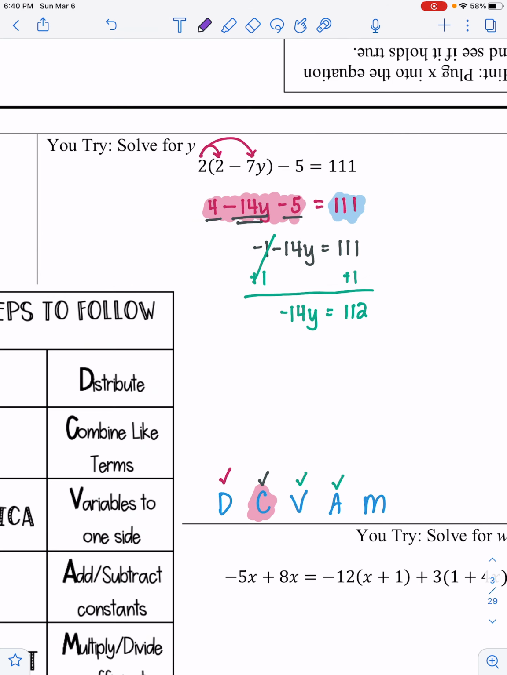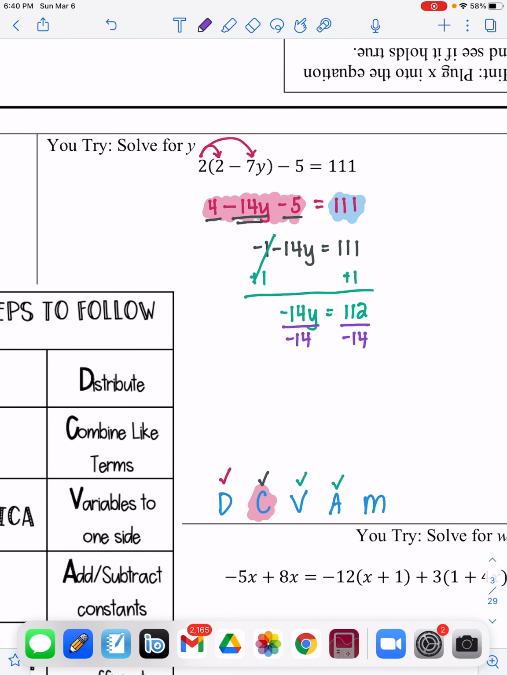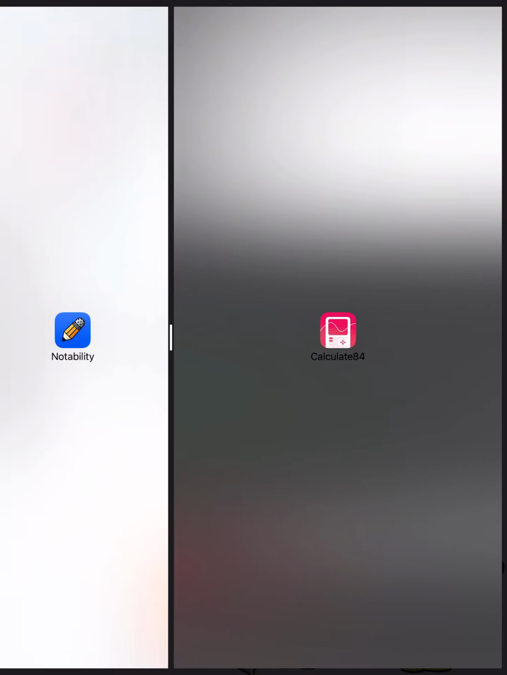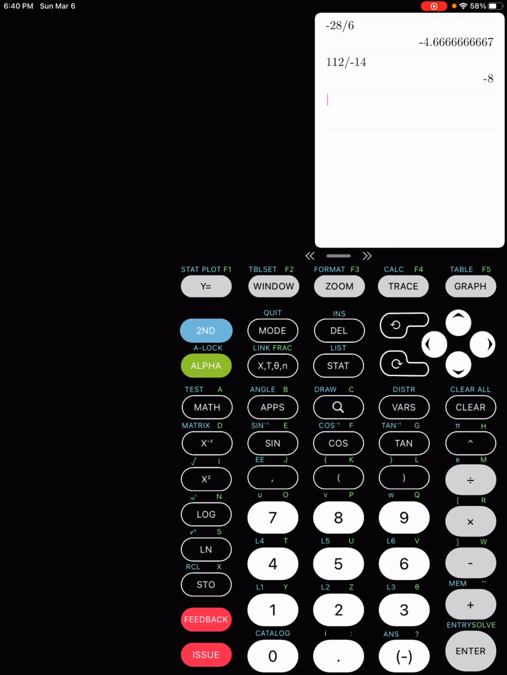And last but not least, multiply or divide by your coefficient. We have a negative 14 in front of our y. Let's divide by negative 14. And again, I'm going to need my calculator to help me out here. 112 divided by negative 14 gives us, what's with this calculator? I can't see. Negative 8.